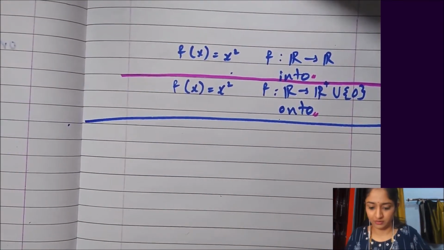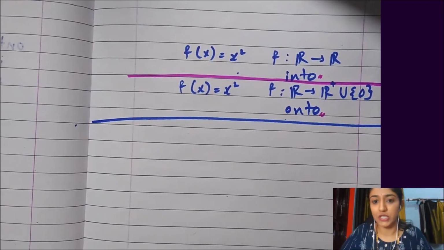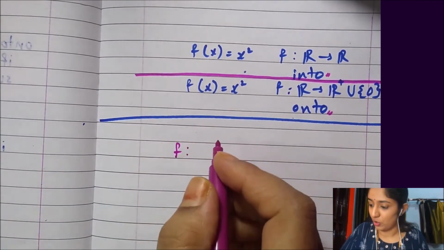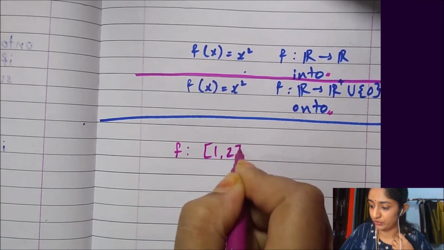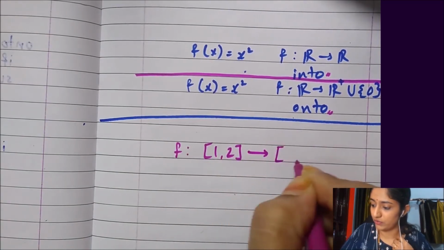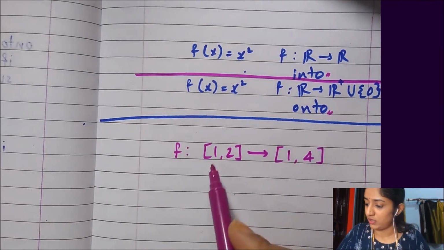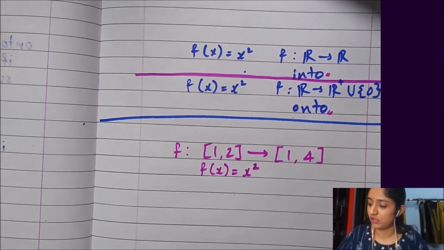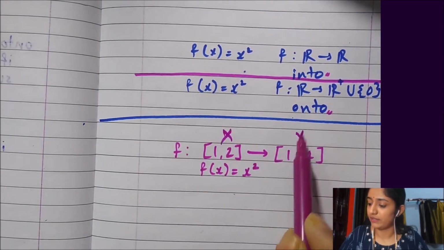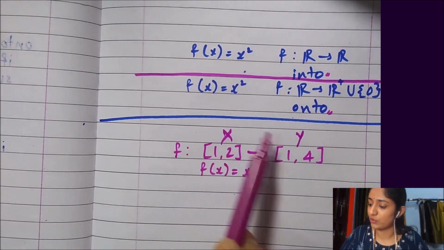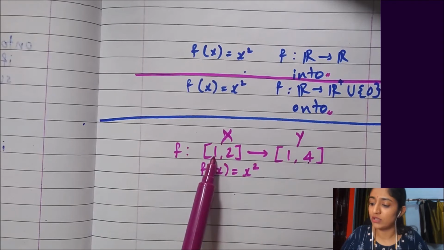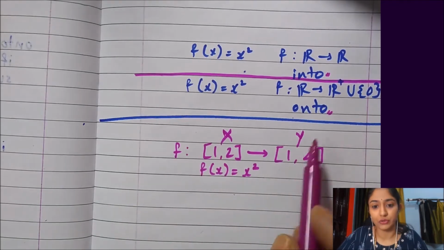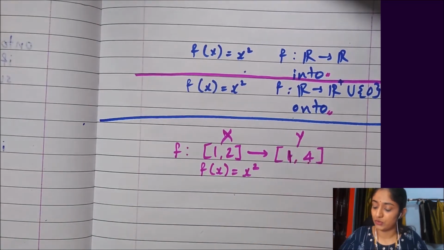Let's take the same function and change the domain and codomain again. So let's take f from closed interval 1 to 2 to closed interval 1 to 4, and f of x is defined again as a square function. This is my x, this is my y. So 1 squared is 1, 2 squared is 4, and all the real numbers between 1 and 2 have squares between 1 and 4. So this is completely exhausted.